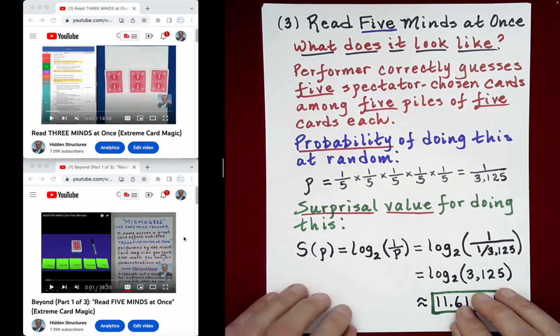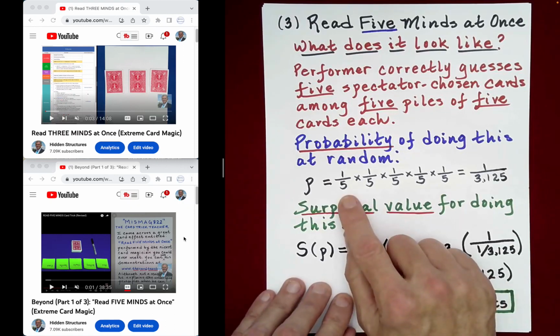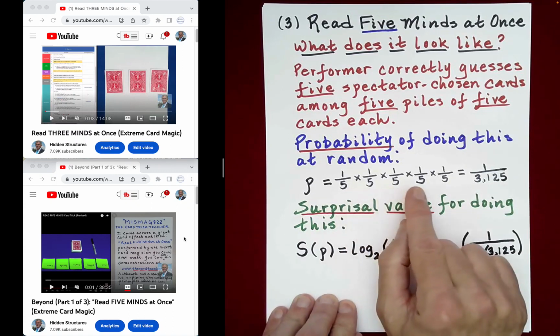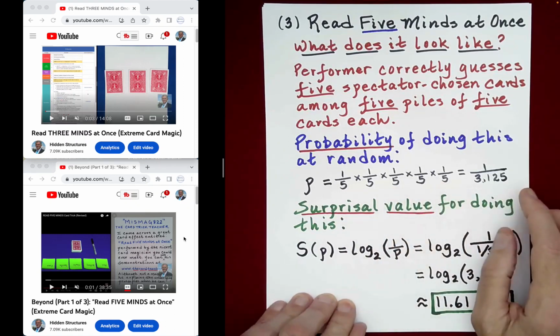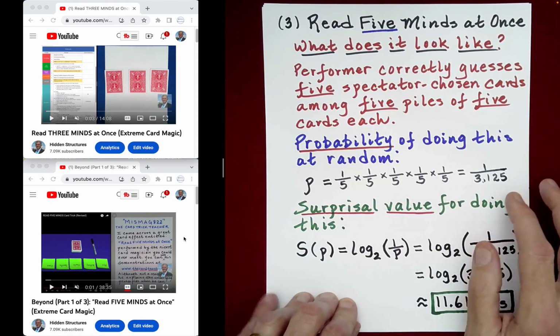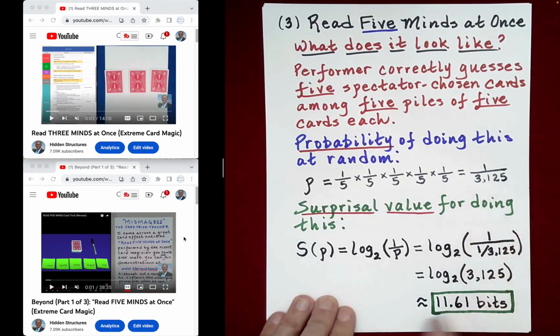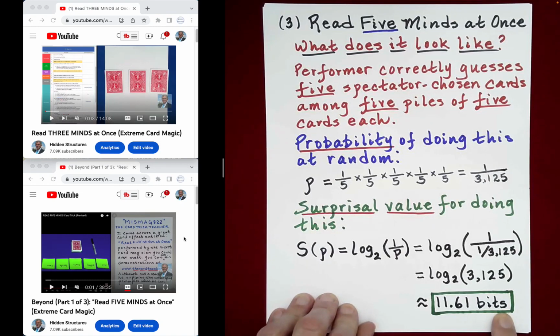Okay? Well, the probability here now, if we have 5 piles of 5 cards each, the chance that I, as the performer, would correctly guess the spectator's freely chosen card is 1 out of 5 for each of the 5 piles. Well, this comes out to be a probability of 1 divided by 3,125. The surprisal value now is 11.61 bits, which I guess we could round to 12.